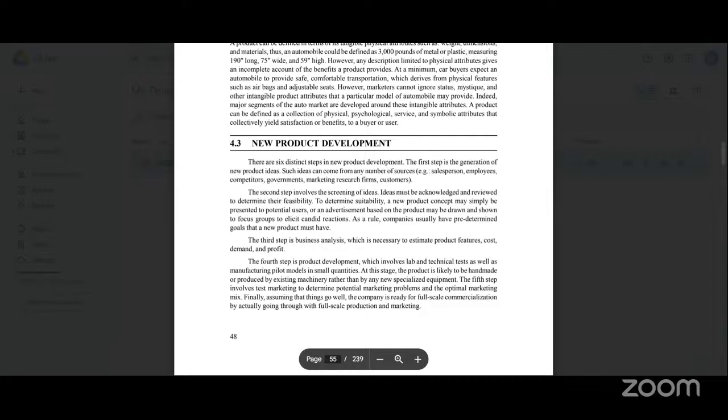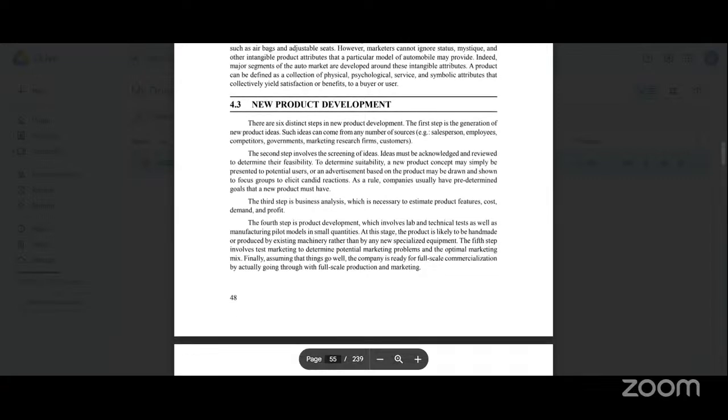So, it is not one dimensional, it has to consider all these factors. And also, when you're talking of one dimensional, it's not just physical attributes, but it consists of four types of attributes, that is physical, psychological, service, and symbolic attributes.